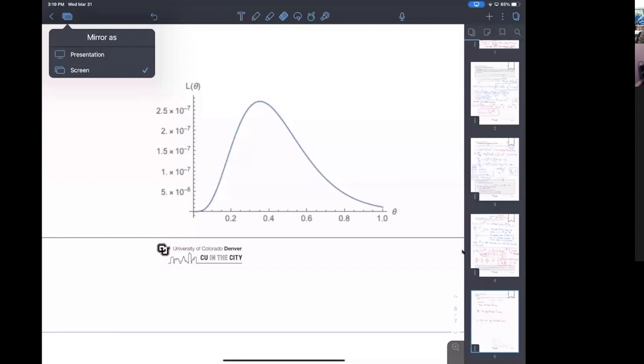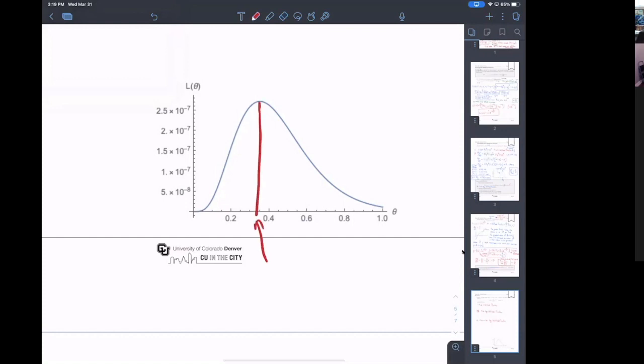So here was a plot of that likelihood function. And then let's say, here's the maximum value. Makes sense that it matches our calculation that it's somewhere at about 0.351.